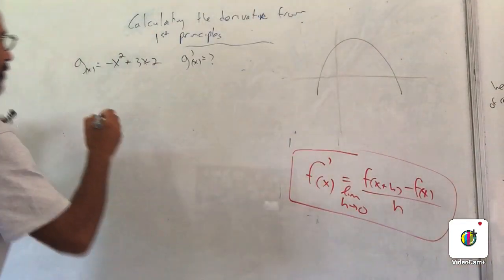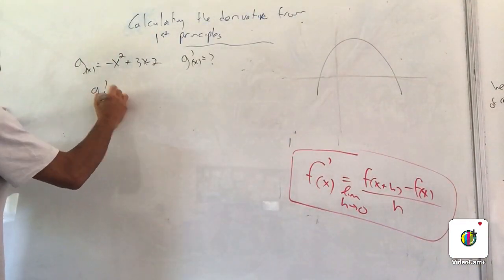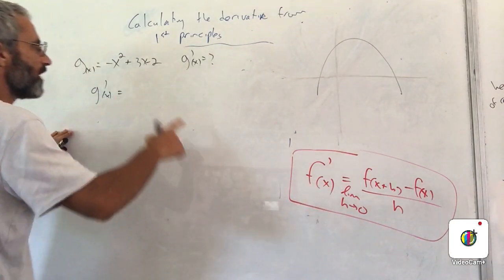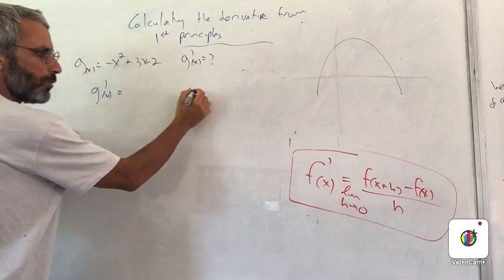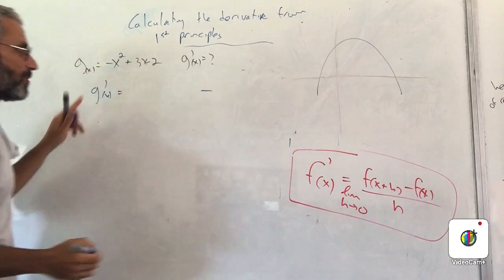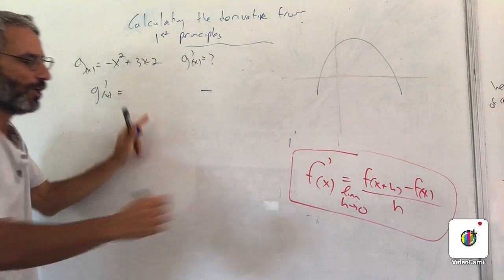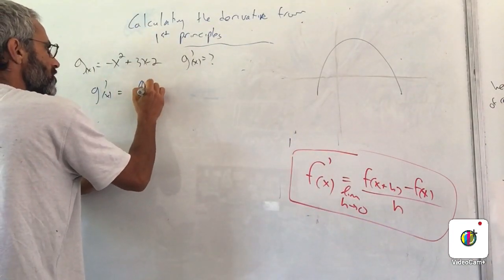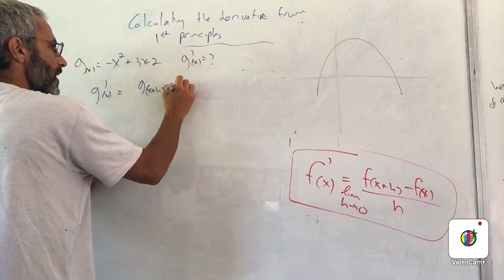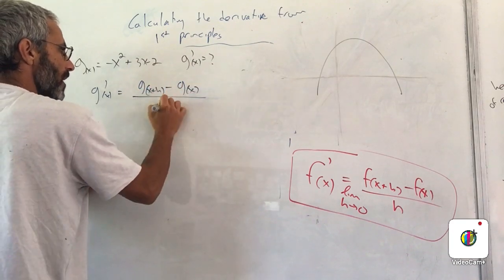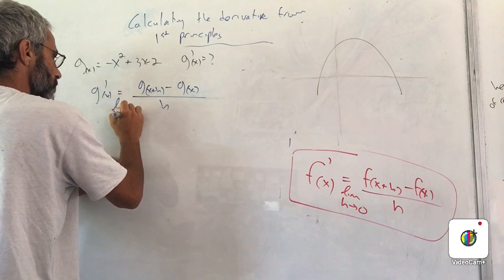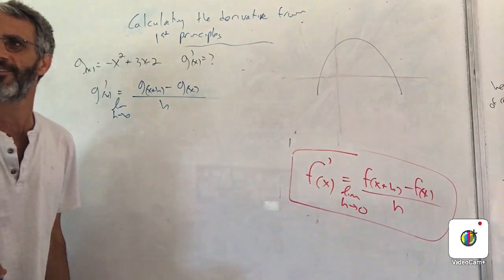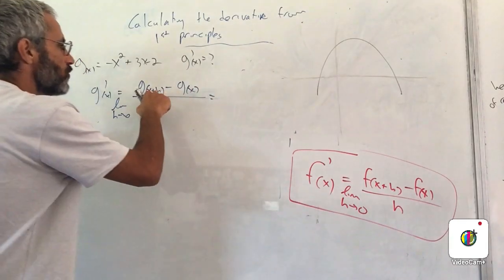I'll do it in blue. So, g prime of x, I'm just using this formula, but instead of f, it's g this time. I'll start with the easy one. This is a bit more complicated because I've got 3 terms. g of x is, so I'll write it again. It's going to be g of x plus h minus g of x, divided by h, in the limit as h approaches 0. All I did is, instead of f, I'll call it g. Okay, let's start straight away with that.